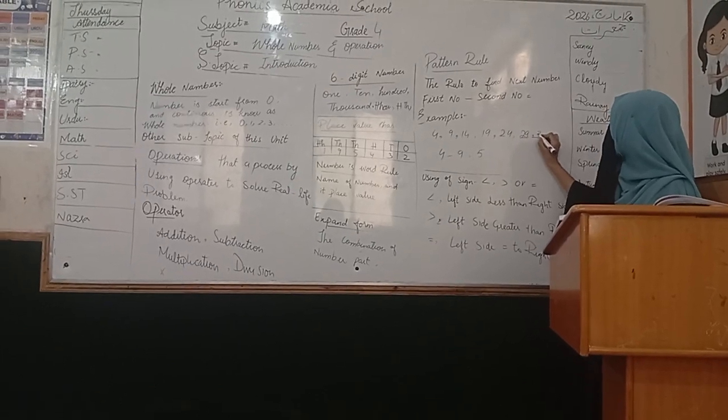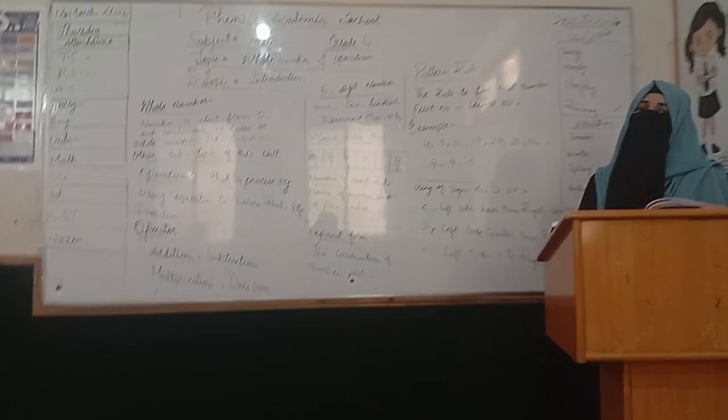and plus 5 is equal to 34. This pattern is known as the pattern rule.